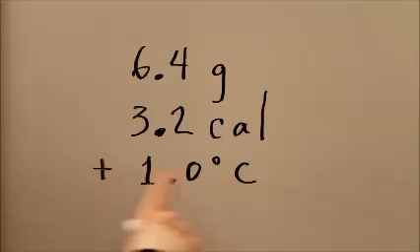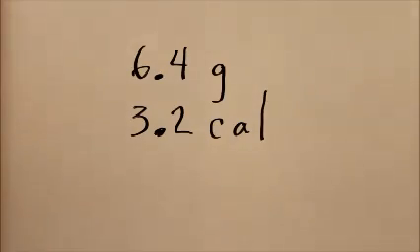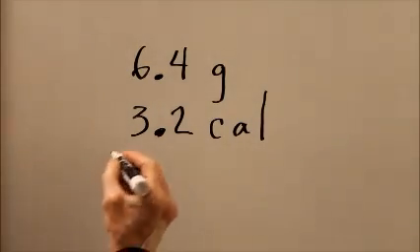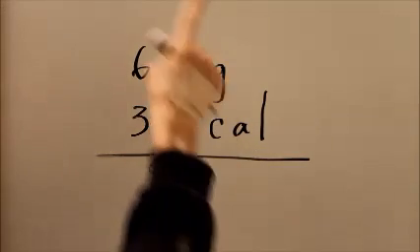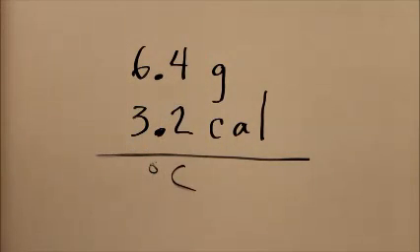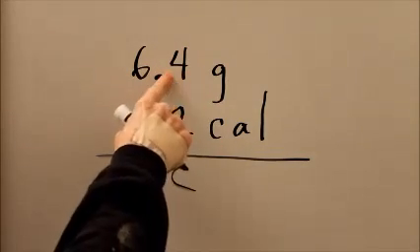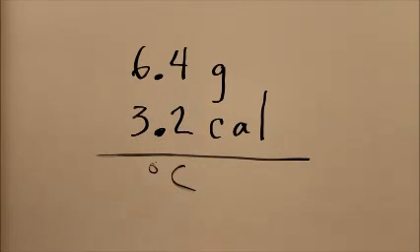Well, okay, now that we've eliminated this factor here, we can say this. Per degree Celsius, we now know this is per degree Celsius, 3.2 calories to a 6.4 gram sample. That is 1/2 of a calorie per gram. Notice that 6.4 is exactly twice 3.2.